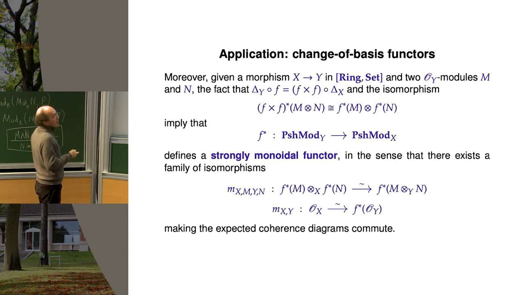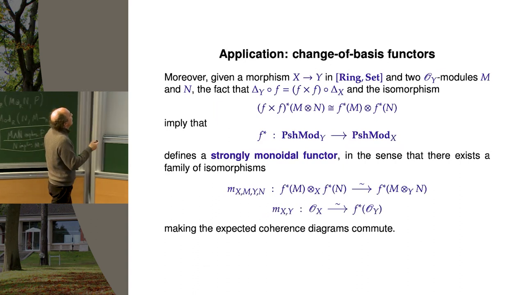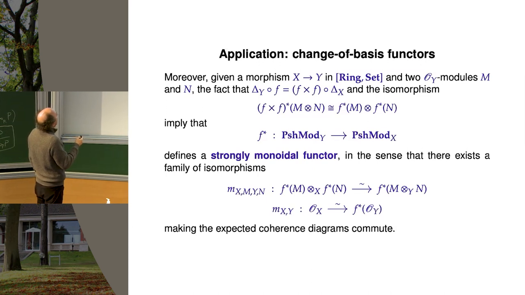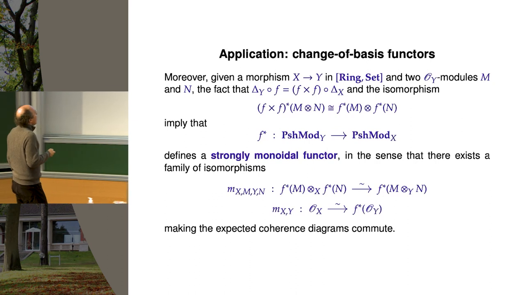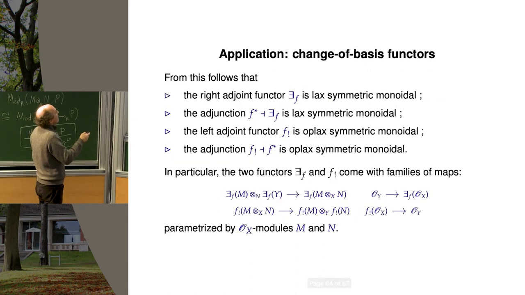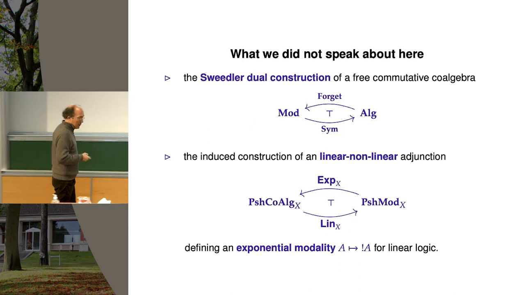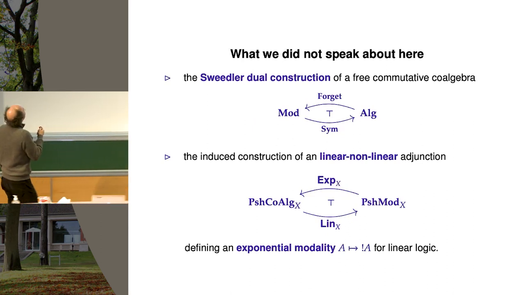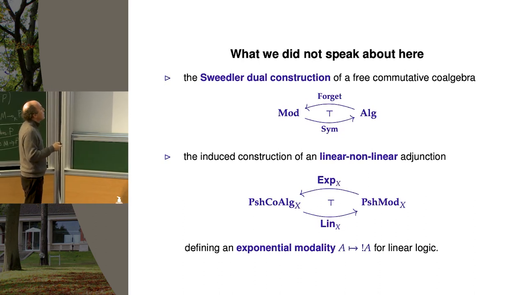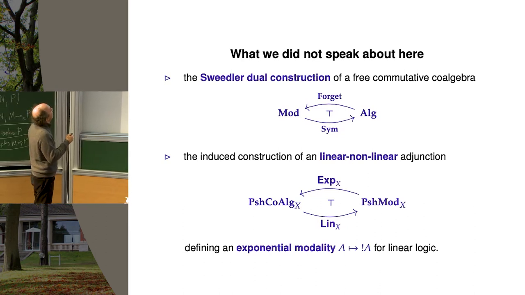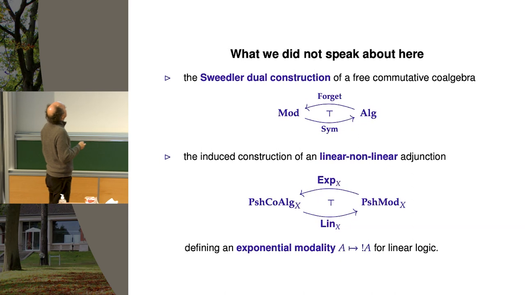And so, moreover, we can see that whenever I have a map from X to Y, I will get here a strongly monoidal functor from the modules over Y to the modules over X. And this implies that the left and right adjoints are lax or oplax monoidal. And so I'm nearly finished now. What I will not speak about is how to construct an exponential modality for linear logic using the Sweedler dual construction, but this is in the paper, and we can discuss it offline if you wish.